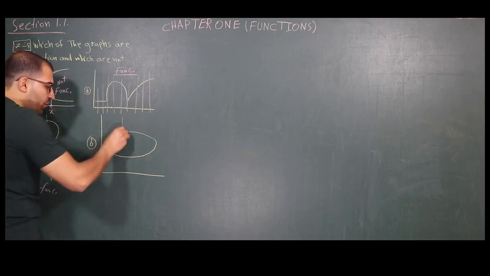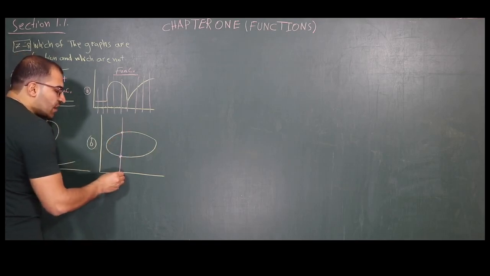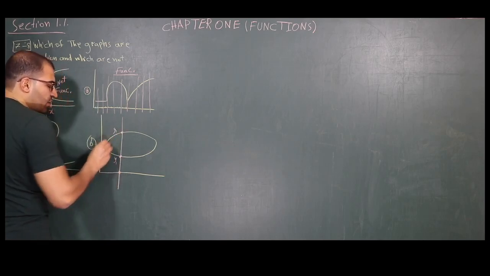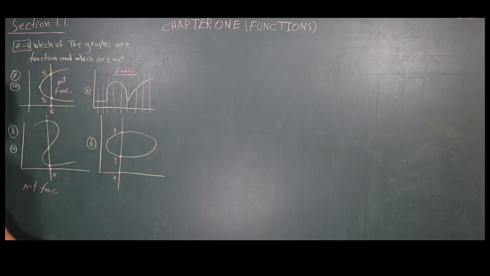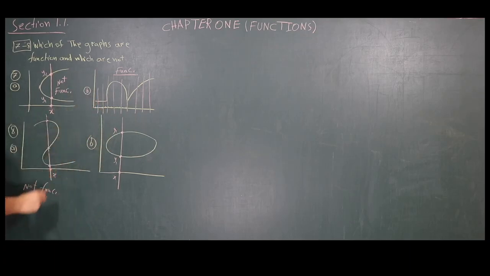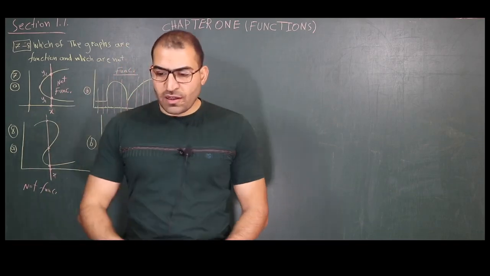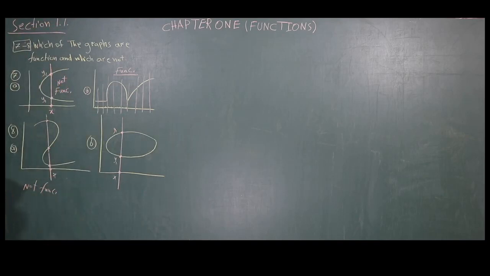And also when we do the vertical line test here, we can see that this x sends us to two distinct y's, two different points, and that makes it not a function. So this is the only case where the graph represents a function, and these three cases are not functions. So we're done with exercise number 7 and exercise number 8.